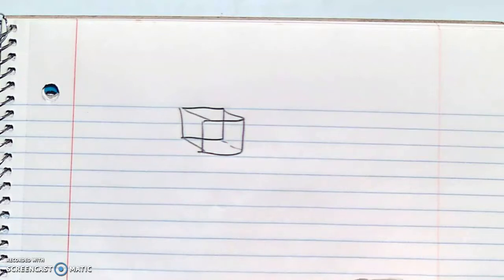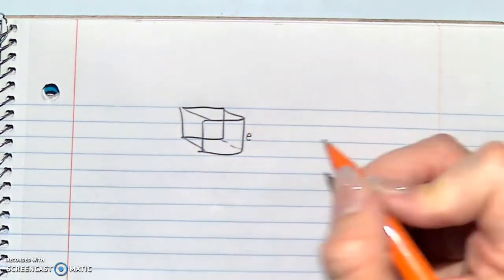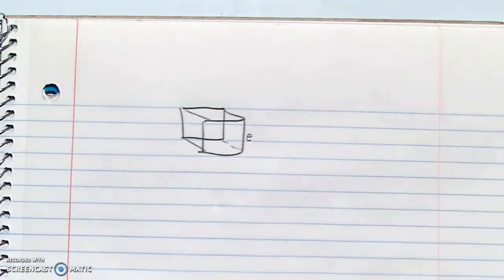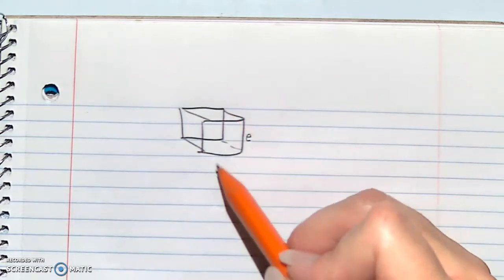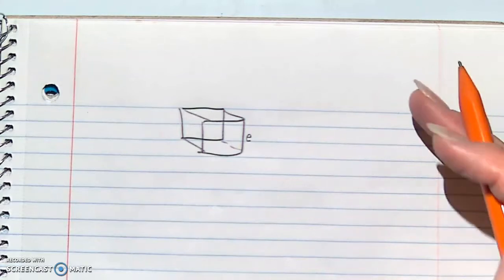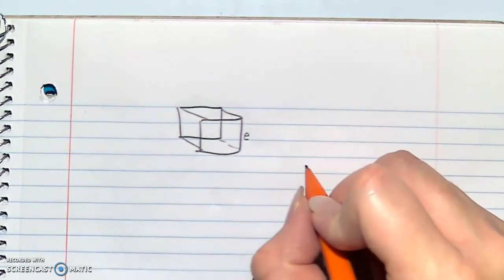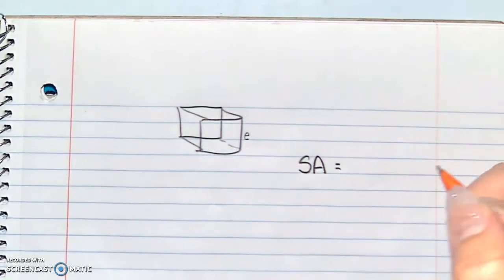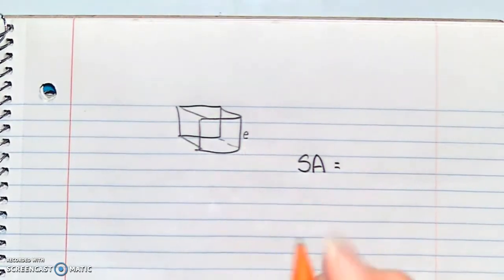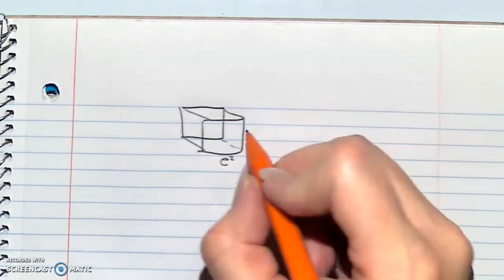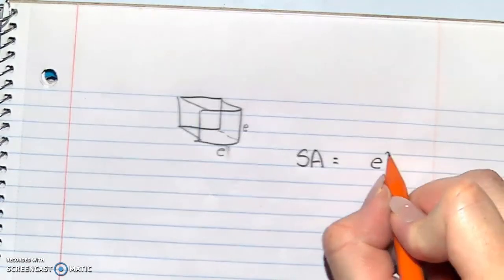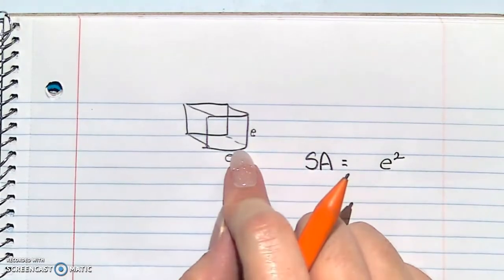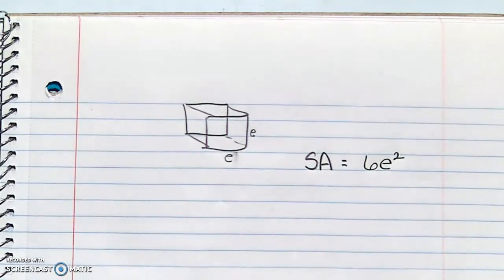So if all the edges are the same, let's just call that E, E for edge. I want to know how the surface area is changing. Well, how many surfaces are there? There's a top and a bottom and 4 sides. And since it's a cube, they're all the same. So that means the surface area is going to be E squared, because E times E is E squared. But how many of those do I have? I have 6 of them. So that's how I'm going to measure the surface area.